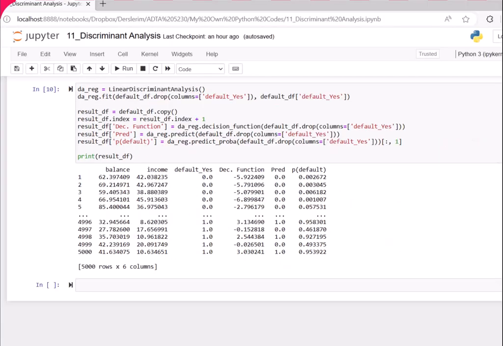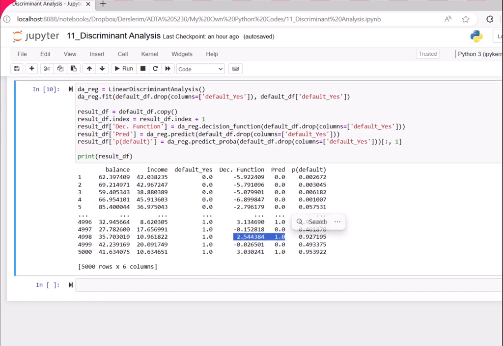Before finishing, let's overview our data set once again. We had balance in the first column, we had income in the second column, and in the third column we have the default dummy, which is either 0 or 1. And we are going to use discriminant analysis to create this function. If this function is negative, then we are going to predict that the customer is going to be in the 0 class, which is non-default. If this is positive, we are going to predict that this customer is going to be in the second group, which is default, which is 1.